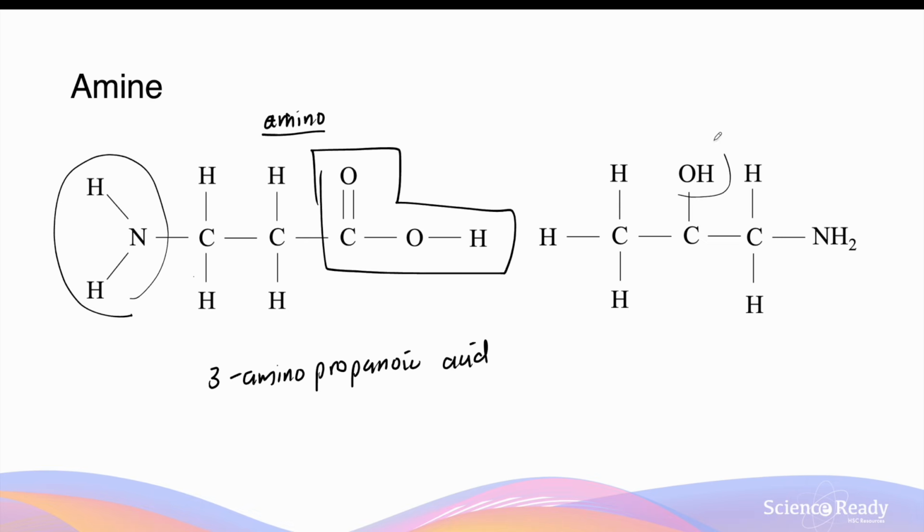In this molecule, there's an alcohol and an amine. Alcohol has higher priority than amines, so this will be called propan-2-ol, where the suffix is for the alcohol.